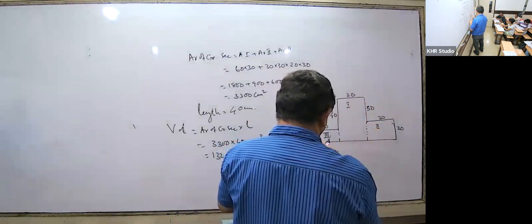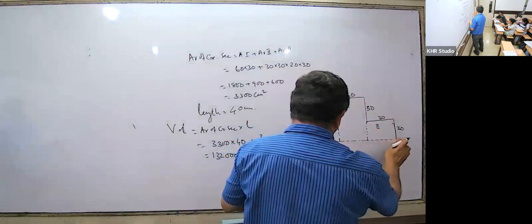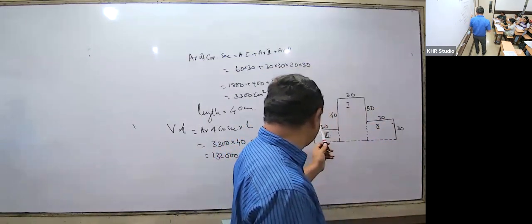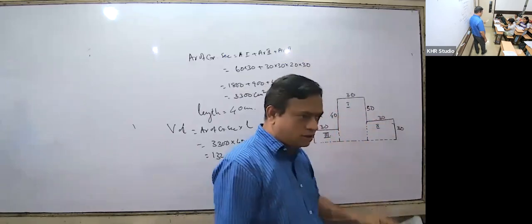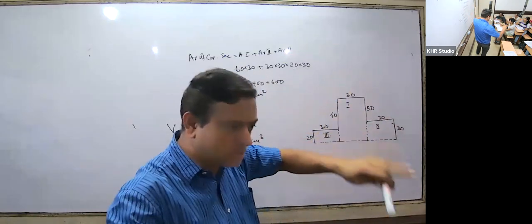This also is not required. What you need this one? Because our bottom is not there, no? So what is the perimeter of the cross section? 20 plus 30 plus 40 plus 30 plus 30 plus 30 plus 30, multiplied by its length, that you will get surface area.